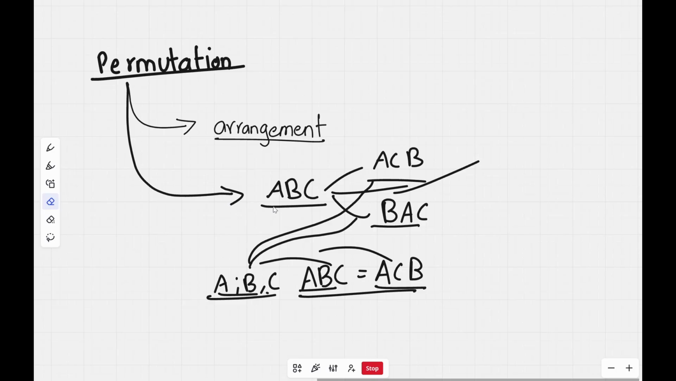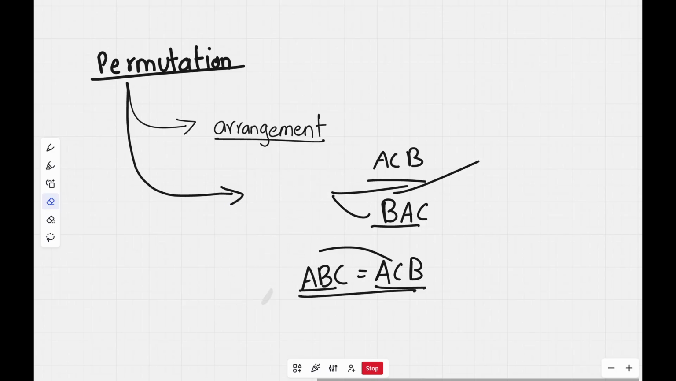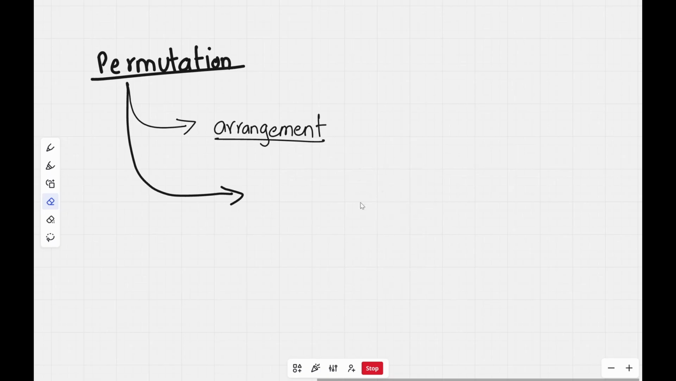Hence, this is permutation: arranging different elements or same elements. We can arrange same elements too, and we'll see later in our video how we can arrange same elements. For example, take school. Now school has two same letters. How can we permute them? We'll see this in a few minutes. Alright. Now let's talk about permutation without repetition.